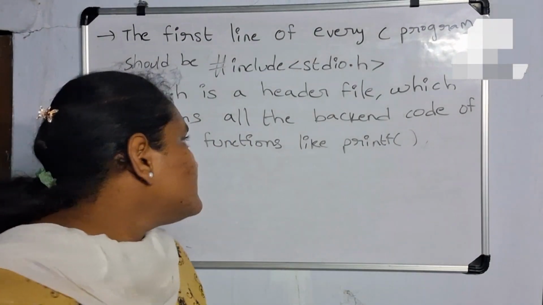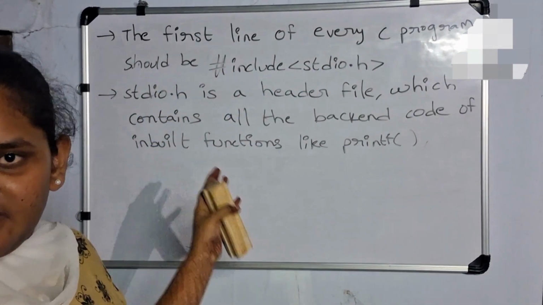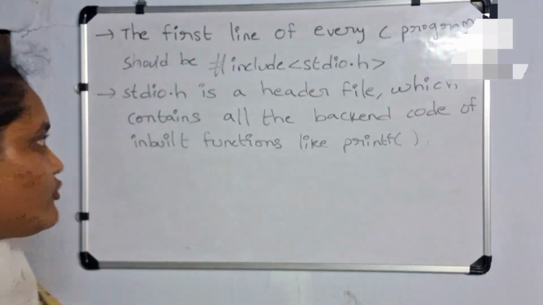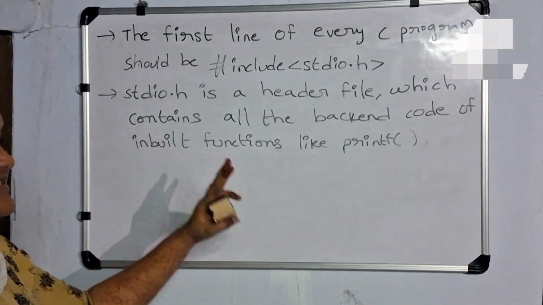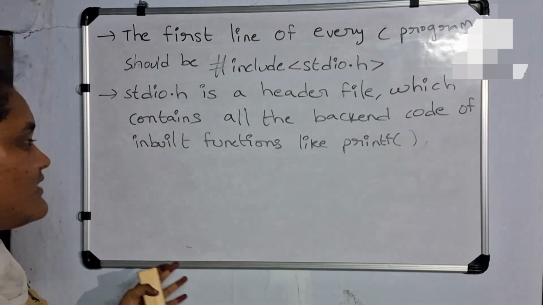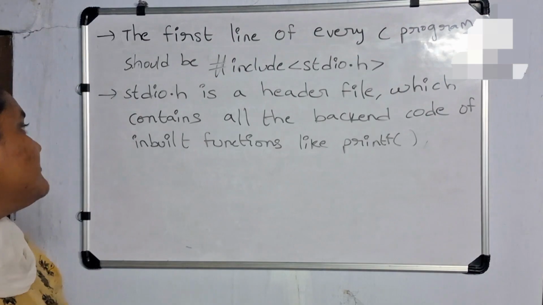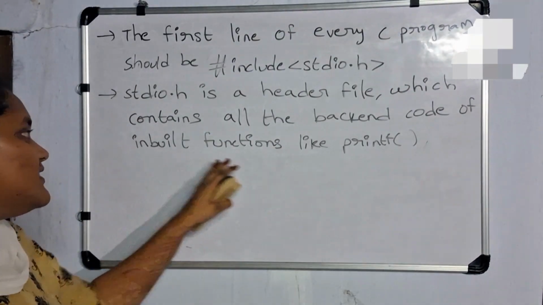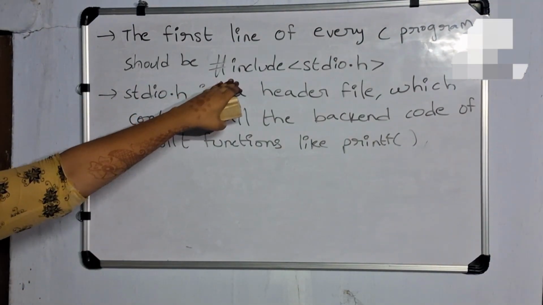So yeah, these are the notes regarding this header file. This is a preprocessor directive, and this part is called the header file stdio.h. The first line of every C program should be #include stdio.h, as I said before. And stdio.h is a header file which contains all the backend code of the inbuilt functions like the printf function. Yeah, that is all about this header file.